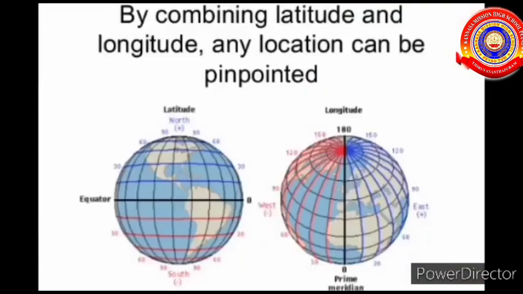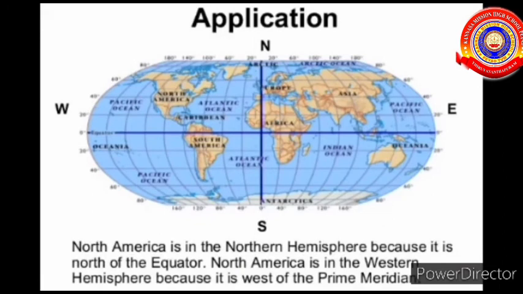By combining latitude and longitude, any location can be pinpointed. For example, North America is in the northern hemisphere because it is north of the equator. North America is in the western hemisphere because it is west of the prime meridian.